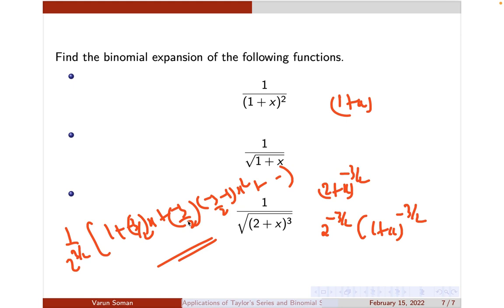Okay. So this is the binomial series also. Usually one question is asked by asking you to expand a function in terms of the binomial series. Okay, so that's all. Thank you.